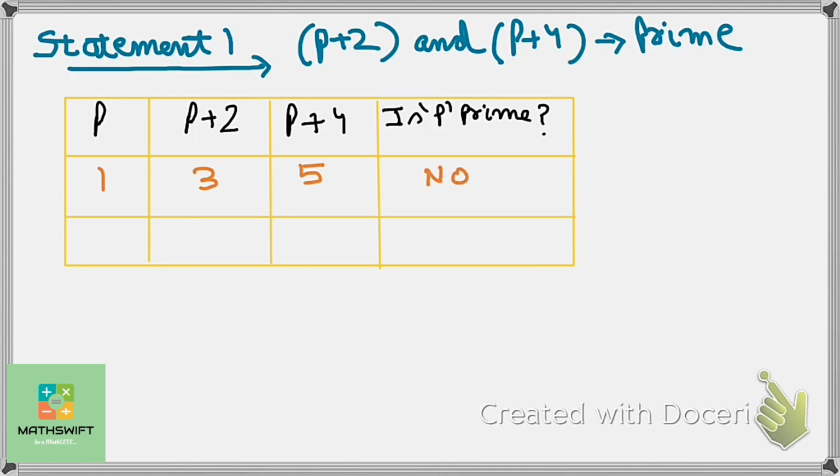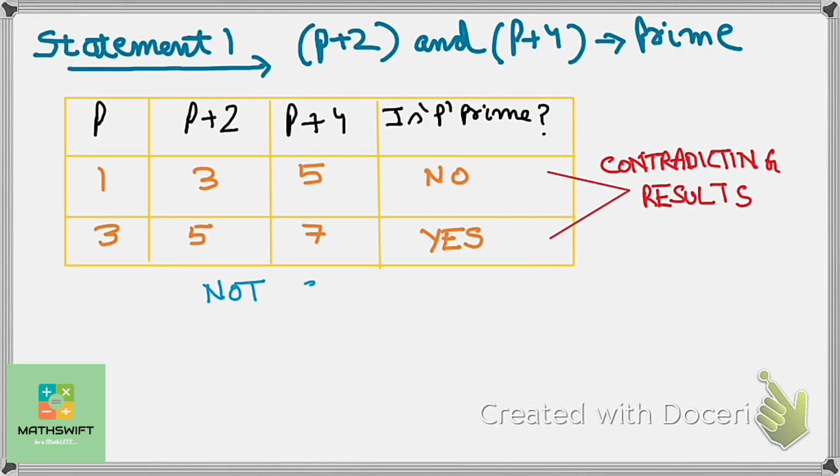Now we should focus on finding such a value of p that is prime, because we need a contradicting result to prove the statement insufficient, and if we cannot do so, this statement has got to be sufficient. But we also need to take care that in doing so we do not contradict the information that has been given in the statement. So let's assume p to be a prime number. Let's take it 3, then p plus 2 would be 5, p plus 4 would be 7, and we know that both 5 and 7 are prime numbers, and 3 is also a prime number. So we get contradicting results here.